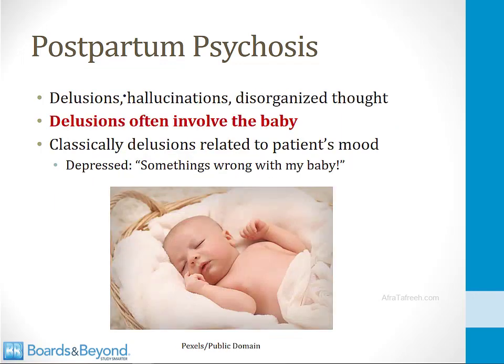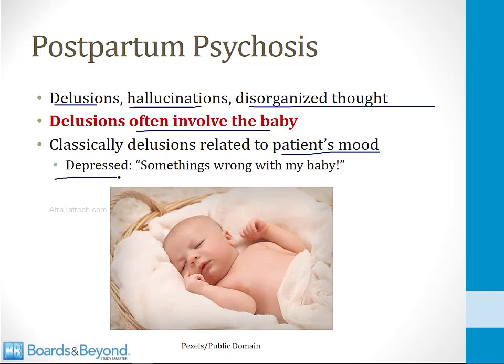Women with postpartum psychosis can have all the usual features of psychosis, things like delusions, hallucinations, and disorganized thought. The delusions often involve the baby, like something being wrong with the baby or someone trying to hurt the baby. And classically, the delusions are related or similar to the patient's mood. So, for example, if the mother is in a depressed state, then she will have negative delusions about the baby, like something is wrong with my baby.